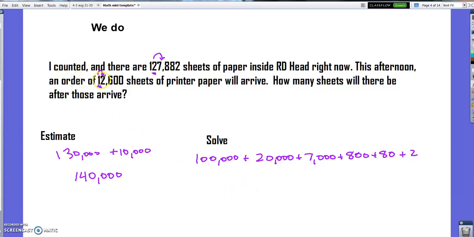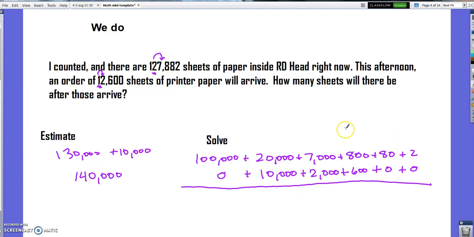Add to that. Now I've got to line up all my places. I start in the 10,000s here, not in the 100,000s. This doesn't have any 100,000s. So I've got a 10,000. I've got 2,000s. I've got 600s, and that's it. I don't have any of these, I don't have any of these, and I don't have any of these. So I'll just put zeros there so I don't mess up.